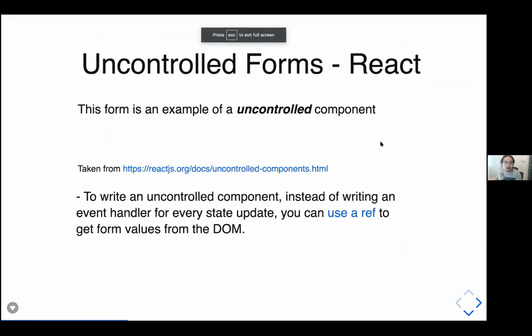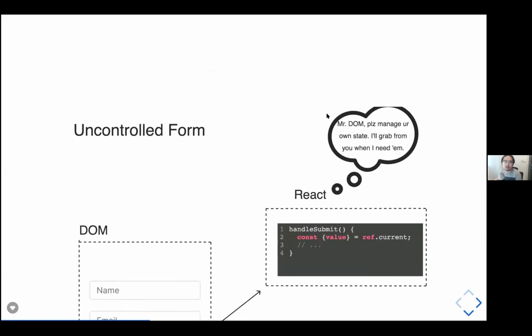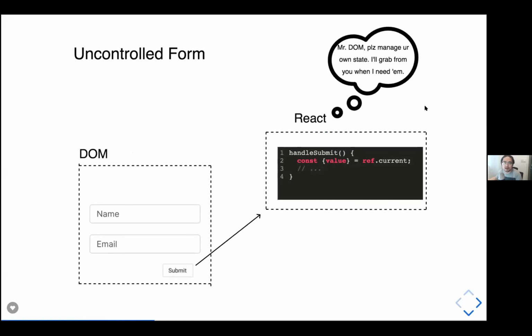So basically, when you click submit, it's going to retrieve the value from the input element via ref. For uncontrolled forms, to write an uncontrolled component, instead of writing an event handler for every state update, you can use a ref to get the form value from the DOM. So basically, React is telling the DOM, please manage your own state. I'll grab the state from you when I need it. So when you actually click the submit button, React will take the value from the ref.